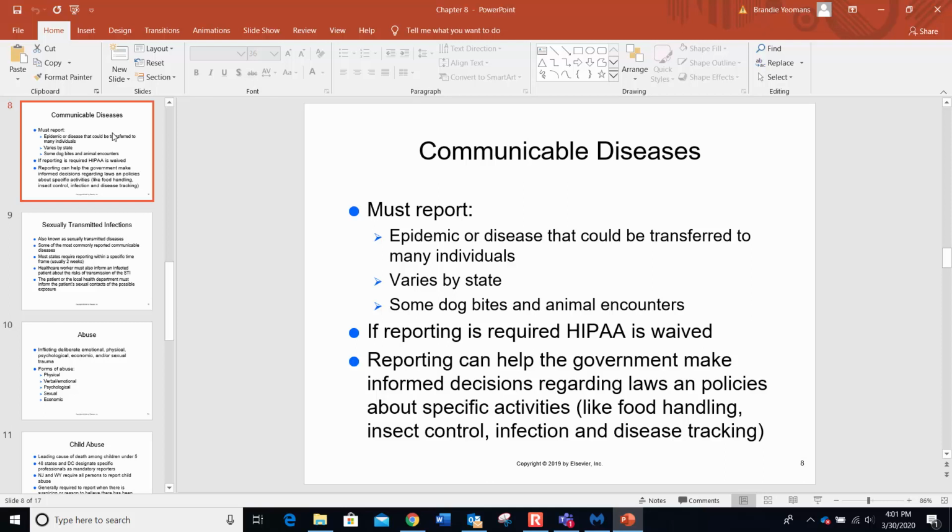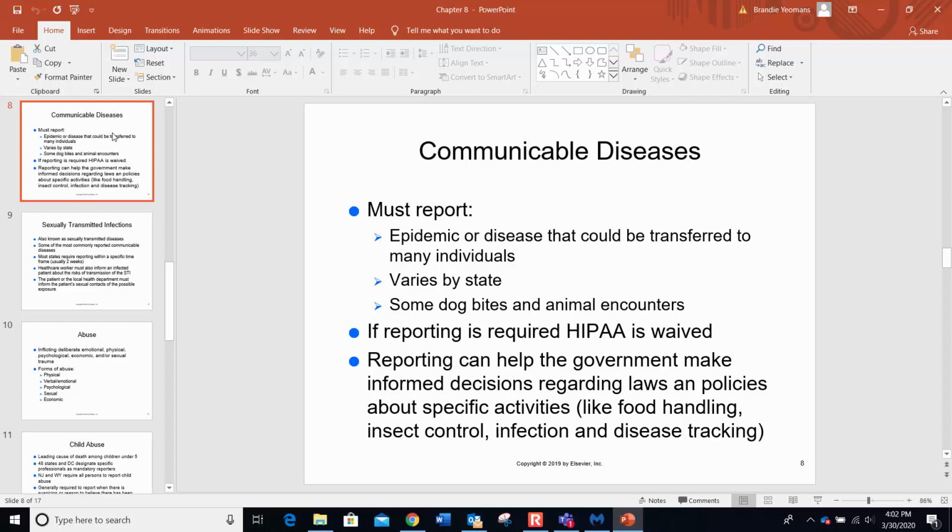So what are some of these communicable diseases? What is a communicable disease? It's something that spreads very easily. In this case here, it's an epidemic or a disease that can be transferred to many individuals, such as COVID-19, the coronavirus, E. coli, sexually transmitted diseases like HIV, syphilis, all those fun things. Some of these diseases do actually vary by state, but we do have to report them, and then of course we also have to report dog bites and animal encounters.